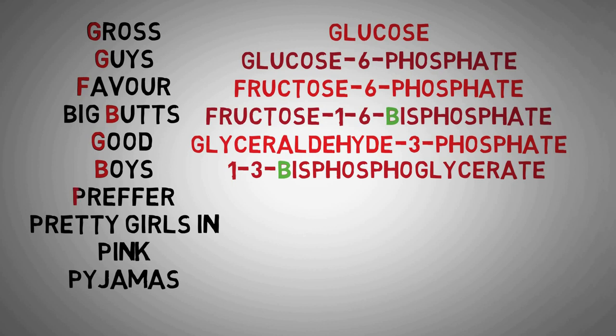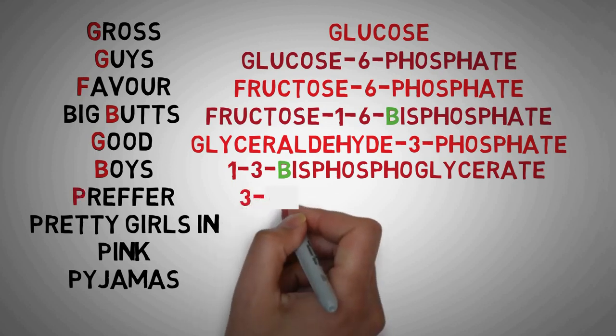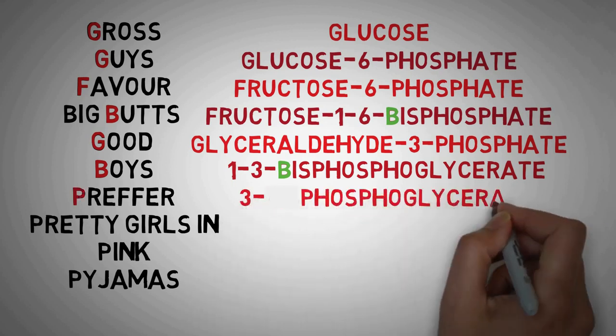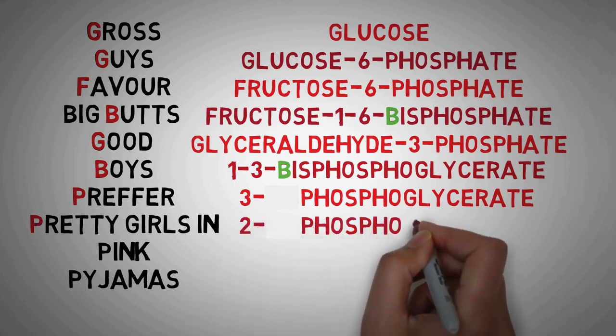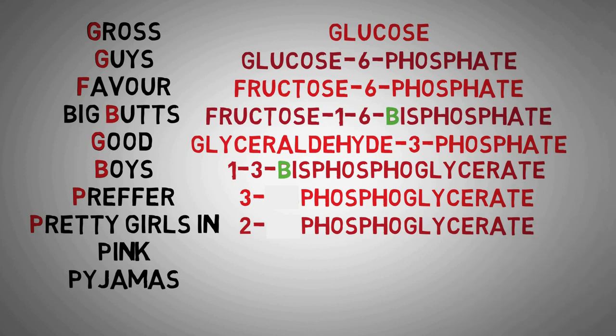The P in prefer stands for 3-phosphoglycerate, which is a product formed when we remove one phosphate from 1,3-bisphosphoglycerate. The next P in pretty stands for 2-phosphoglycerate, the product formed as a result of transfer of one phosphate group from the 3rd position to the 2nd position.